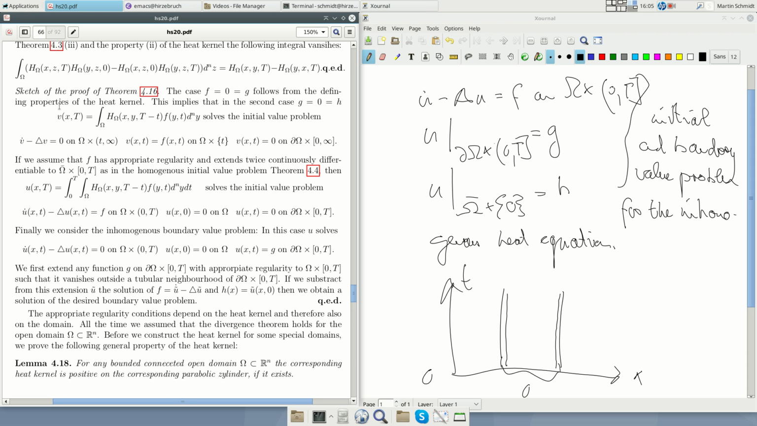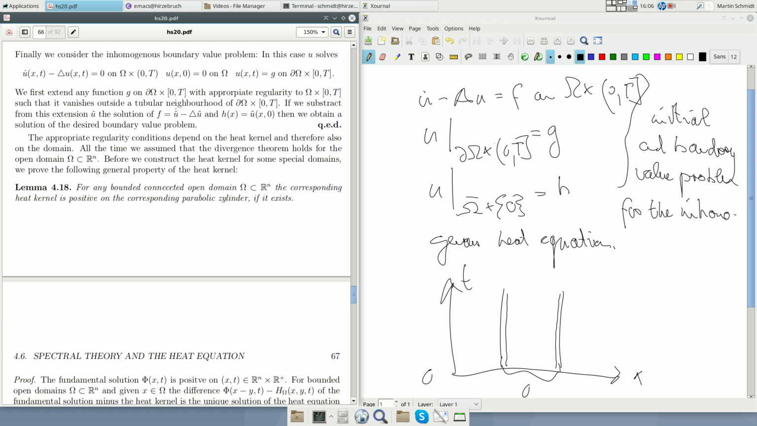This is how we might prove this for a domain if we know heat kernels. Of course, the appropriate regularity in all the statements depends on the heat kernel and therefore also on the domain. All the time, of course, we assume that the divergence theorem holds for the open domain.